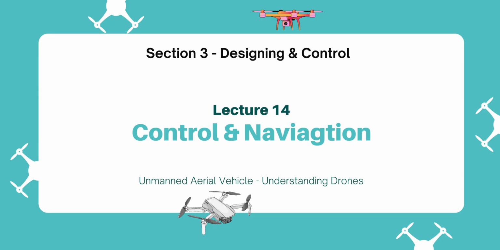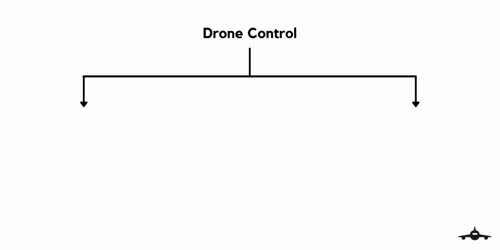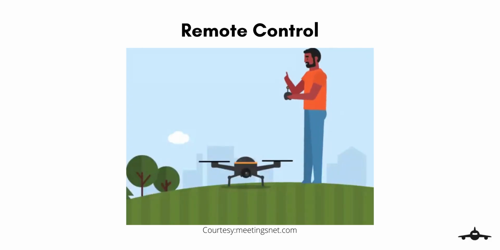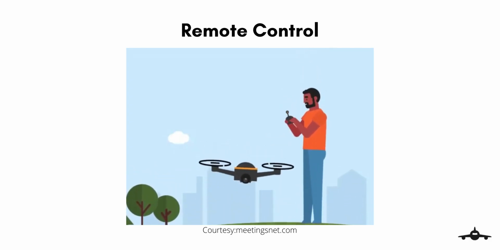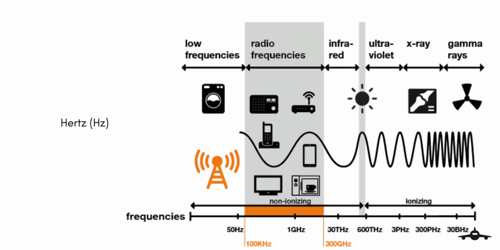Now, after designing the drones, the very first question that comes to our mind is how to control it. There are two ways to control the drone, either remotely or on autopilot. In order to control a drone remotely, you must be able to communicate with it wirelessly.